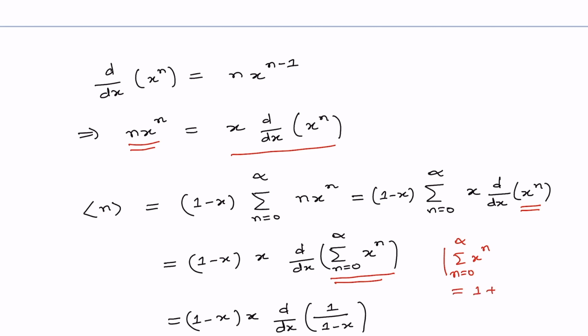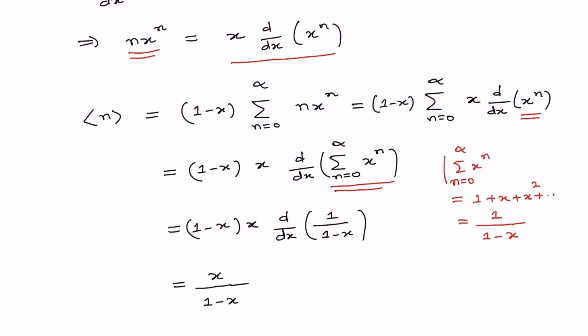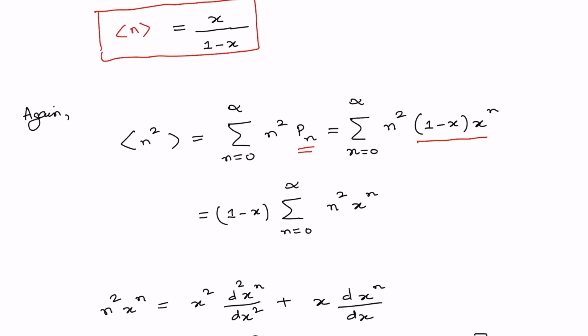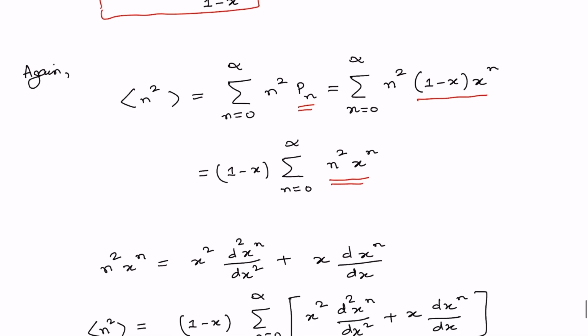This summation, the sum over x to the power n when n goes from 0 to infinity, is basically the series 1 plus x plus x square and so on. It is an infinite series, so you are going to get 1 divided by 1 minus r, here x, so 1 by 1 minus x. If you take the differentiation of 1 by 1 minus x, you are going to get 1 by 1 minus x whole square. So this gives you the mean number of photons, this neat formula. And in a similar way you can find n square, again putting the value of the probability distribution here, and you can work this out. This also you can write in terms of this derivative here.